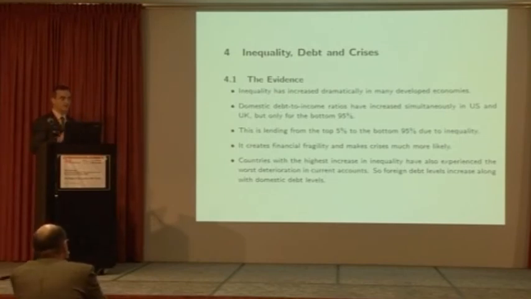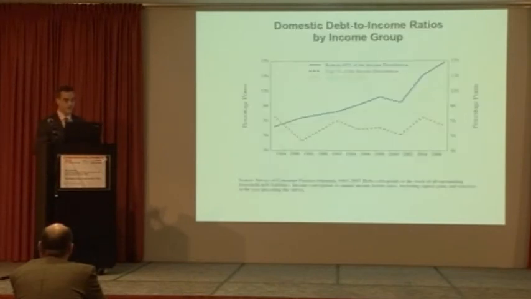This creates financial fragility, not immediately, but after decades, which is kind of what we observed. You know, the fragility has been building up since the early 80s. And we also see that countries with the highest increase in inequality have also experienced the worst deterioration in current accounts. There are exceptions, like Germany, and we're working on that right now. And with Till, we have a project on that, and Till also has an independent project on that. That's certainly true, but there is nevertheless an important empirical regularity.